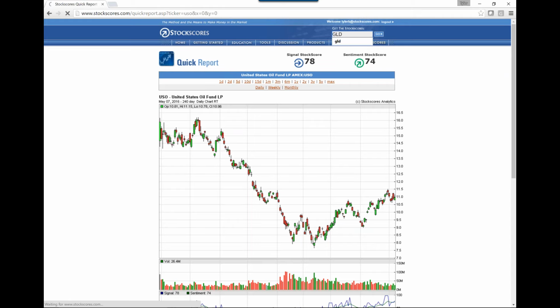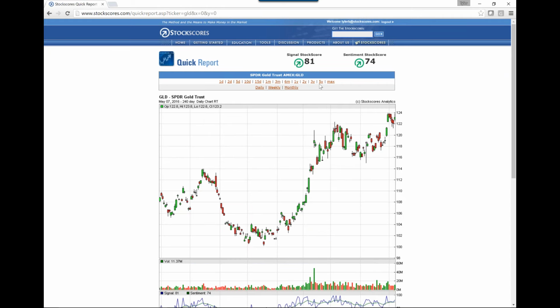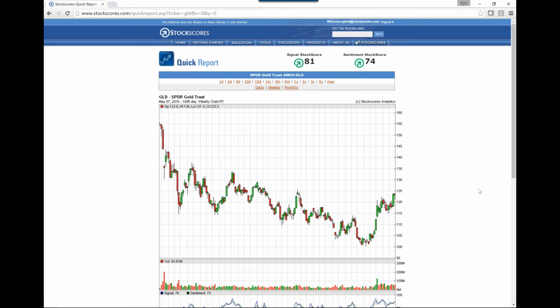Finally, I'll do gold. Let's take a look at the 3-year chart of gold. Here's why I like gold: it broke its downward trend line at the start of the year. It built a rising bottom, and now it's breaking from a rising bottom. That is a classic turnaround pattern.